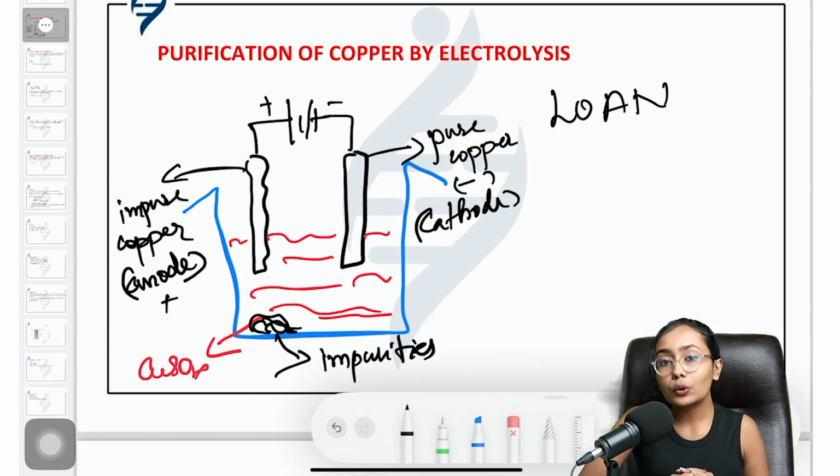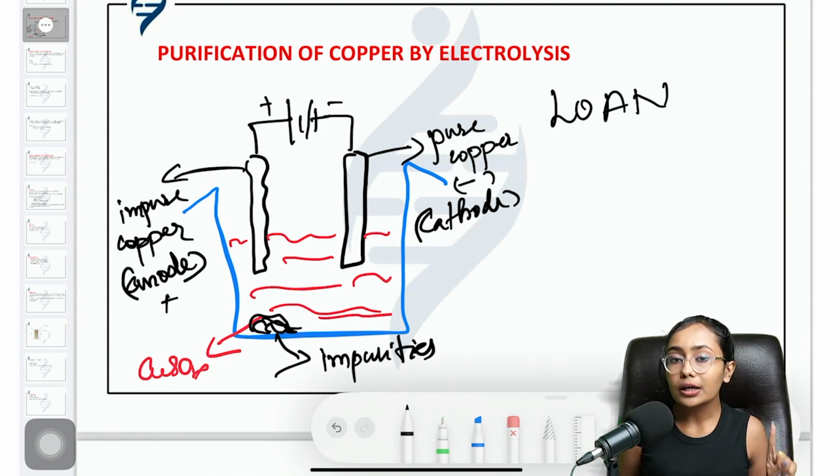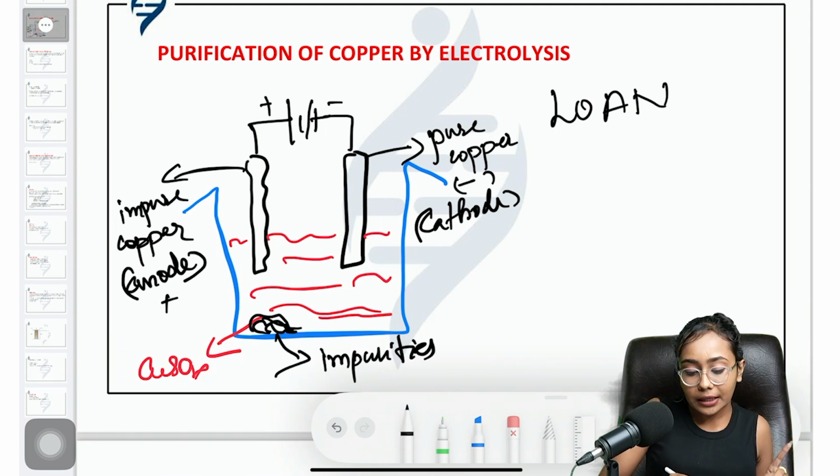In the case of an electrolytic cell, the anode is assigned a positive charge, because it is connected to the positive terminal of the battery. Anode is positive here, cathode is negative here. So keep in mind, in the case of electrochemical reactions, it is LOAN: left side, loss of electron, O for oxidation, A for anode, and N for negative charge.